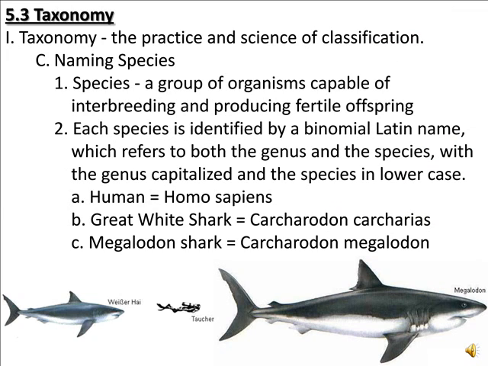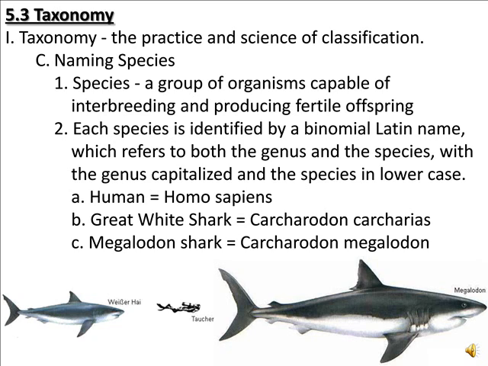As I mentioned in a previous slide, scientists use special names to identify each species. Well, a species is a particular group of organisms capable of interbreeding and producing fertile offspring. So in order for 2 organisms to be considered the same species, they have to be able to produce fertile offspring. One particular example that we use to illustrate the biological species definition is a horse and a donkey. We know that they are two different species, although they can interbreed.